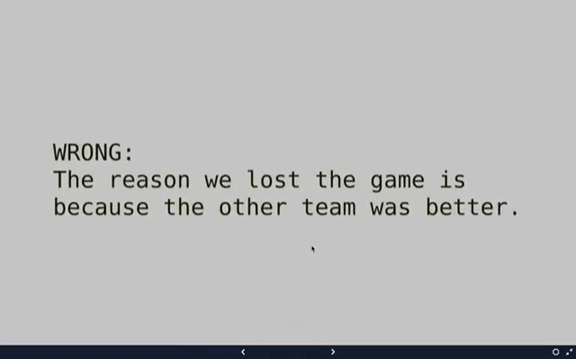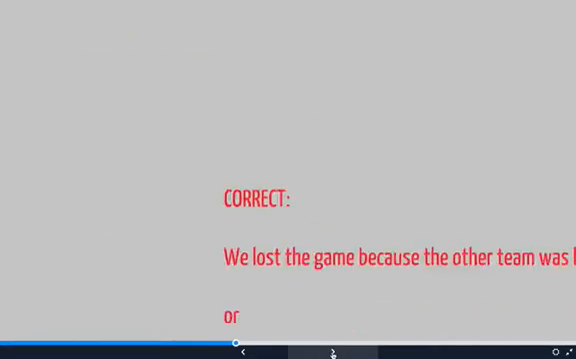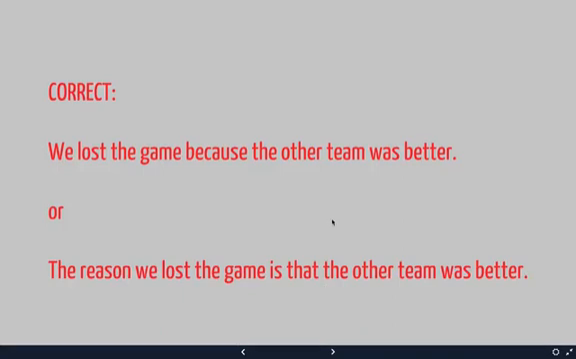So take a look at this sentence here. The reason we lost the game is because the other team was better. That's generally poor writing. We say that colloquially all the time, but it's generally poor writing. It's better to say it this way. We lost the game because the other team was better. Or if you get stuck in a sentence where you're beginning with the reason, or you want to emphasize the reason, the proper construction is the reason is that. Okay? That is a pronoun, right? It's a relative pronoun, we know. And a noun can equal a pronoun, right? A pronoun can stand for a noun. So it should be the reason is that.